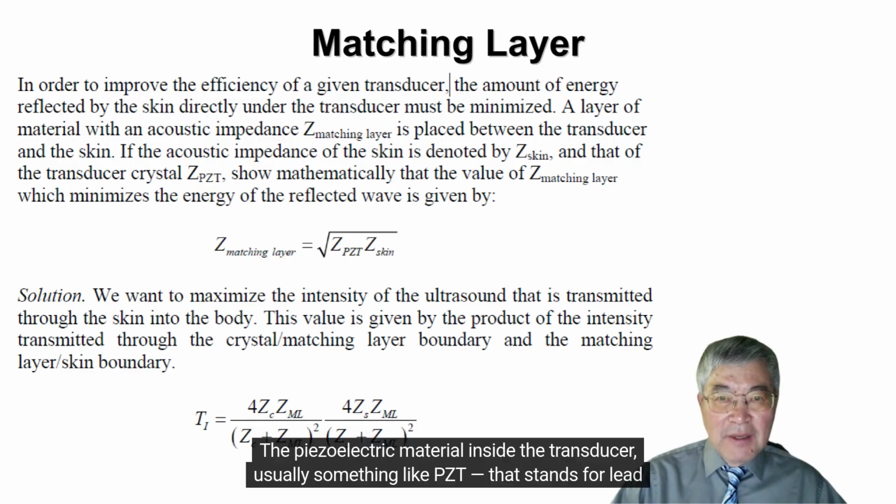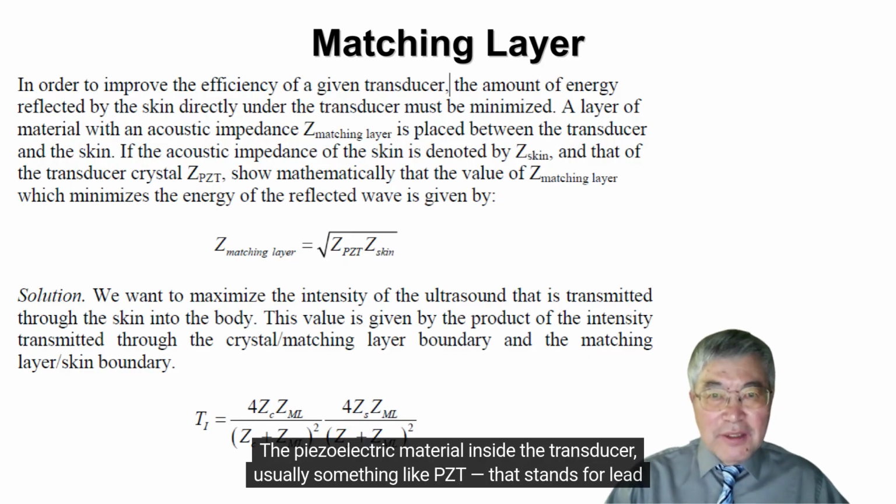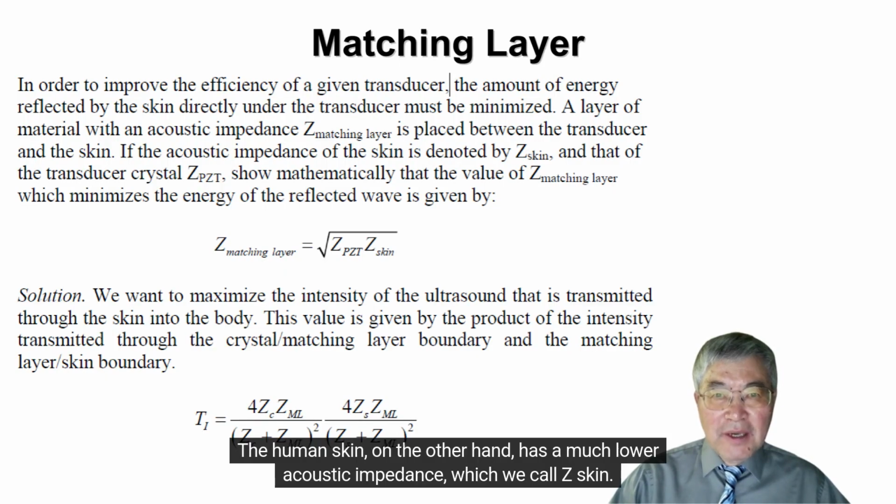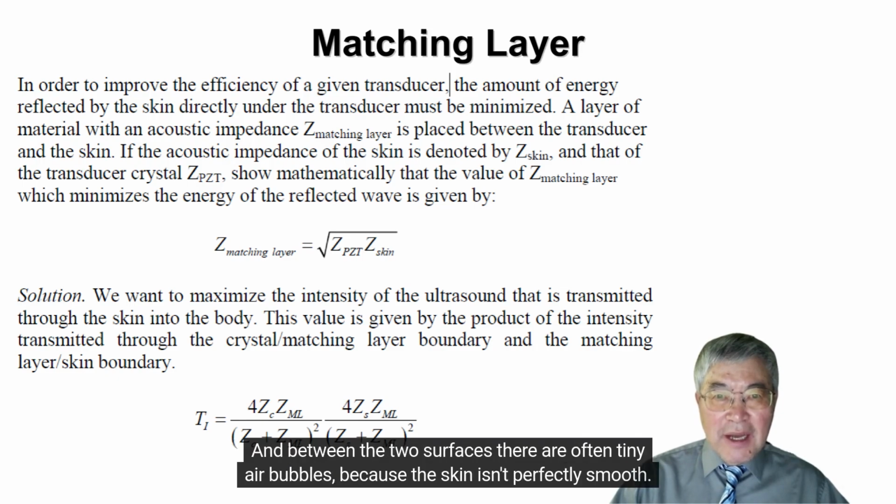Here's why. The piezoelectric material inside the transducer, usually something like PZT, that stands for lead zirconate titanate, has a very high acoustic impedance, which we call ZP or Z transducer. The human skin, on the other hand, has a much lower acoustic impedance, which we call Z skin. And between the two surfaces, there are often tiny air bubbles because the skin isn't perfectly smooth.